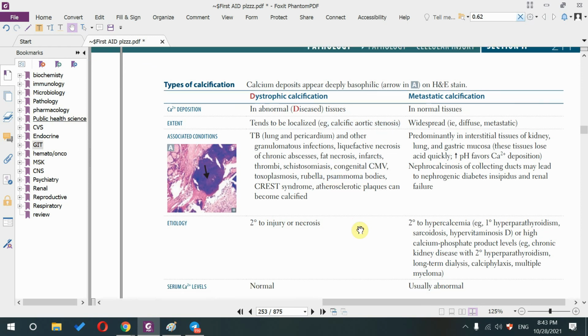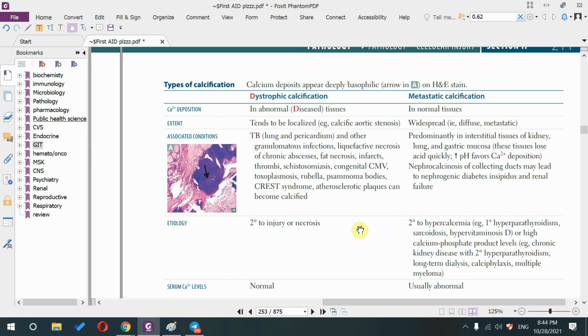And the CREST syndrome. This is one of the forms of scleroderma that we are going to speak about in MSK. It includes people who have, the C stands for calcinosis, so you can understand why it's put here in dystrophic calcification. C for calcinosis and also anticentromere antibodies. The R for Raynaud phenomenon, the E for esophageal dysmotility, the S for sclerodactyly, and the T for telangiectasias.